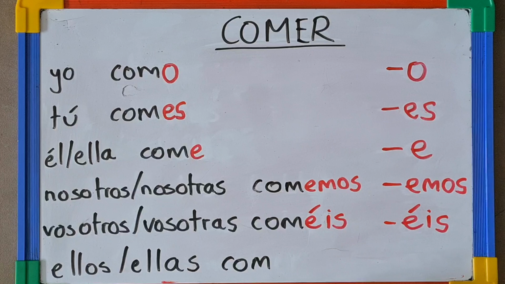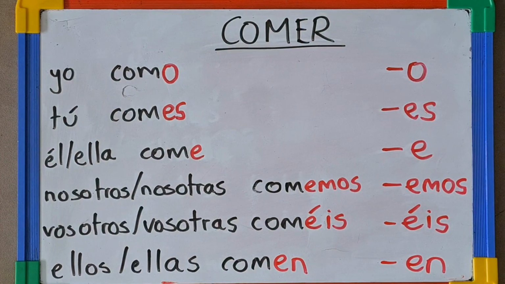And finally, they eat. They eat in Spanish is ellos or ellas comen. Let's say that one more time. They eat in Spanish is ellos or ellas comen. And that is how you conjugate a regular ER verb in the present tense in Spanish. Once again, the endings are all listed on the right hand side, and it's a good idea to memorize these too.